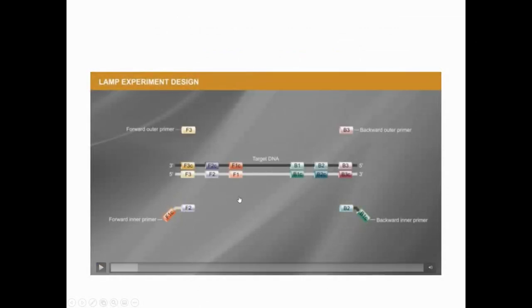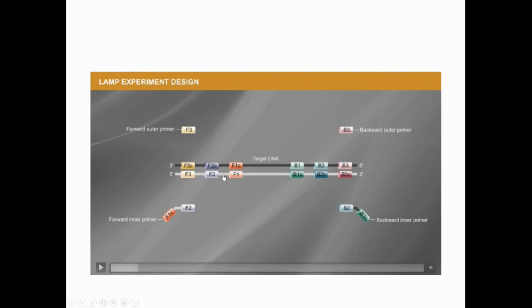Specific to identified regions. So here we have the 4 primers, right? We have the forward and reverse outer primers. You can see the F3 primer binds here, the B3 primer binds here, all right? Bind here and here, the outer primers. Then we have a set of the inner primers.